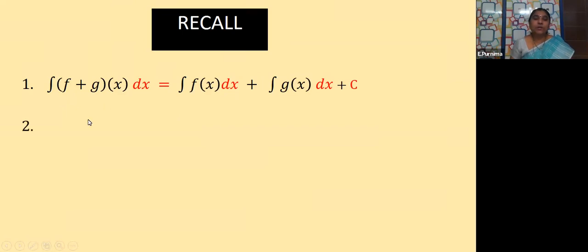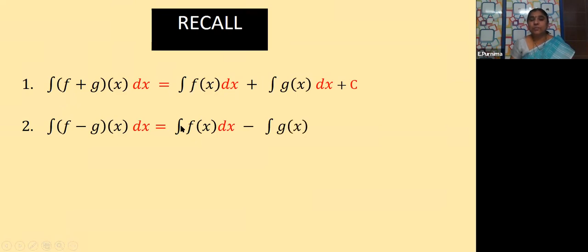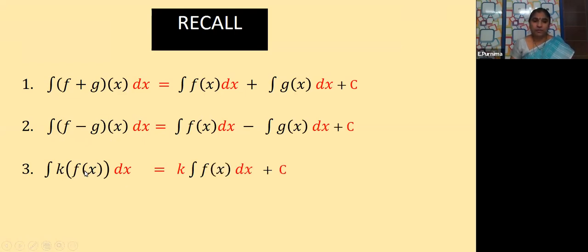And next thing is what? If the difference of the functions is there, that is, integral of f minus g of x dx is equal to integral f of x dx minus integral g of x dx plus c. And next, integral k into f of x dx is equal to k into integral f of x dx. This means whatever coefficient you have for this function will come out as a coefficient for the entire integral, plus c. So these are the three important properties you have seen in the last class.